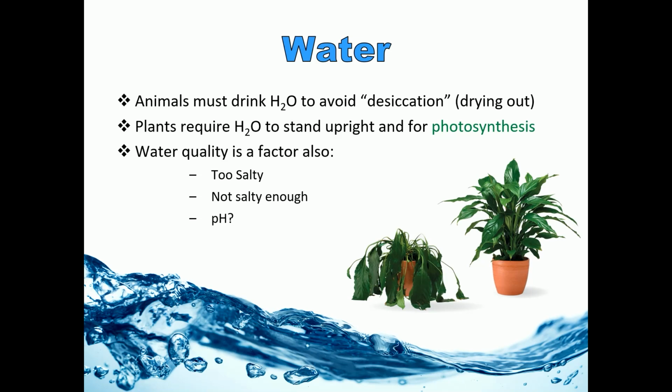So when plants haven't been watered, they lose all the water pressure from inside their cells, and that's why they begin to droop down. But then when you give them some more water, they perk right back up again. For aquatic ecosystems, obviously water is an extremely important feature. If you're a fish, water is your world.